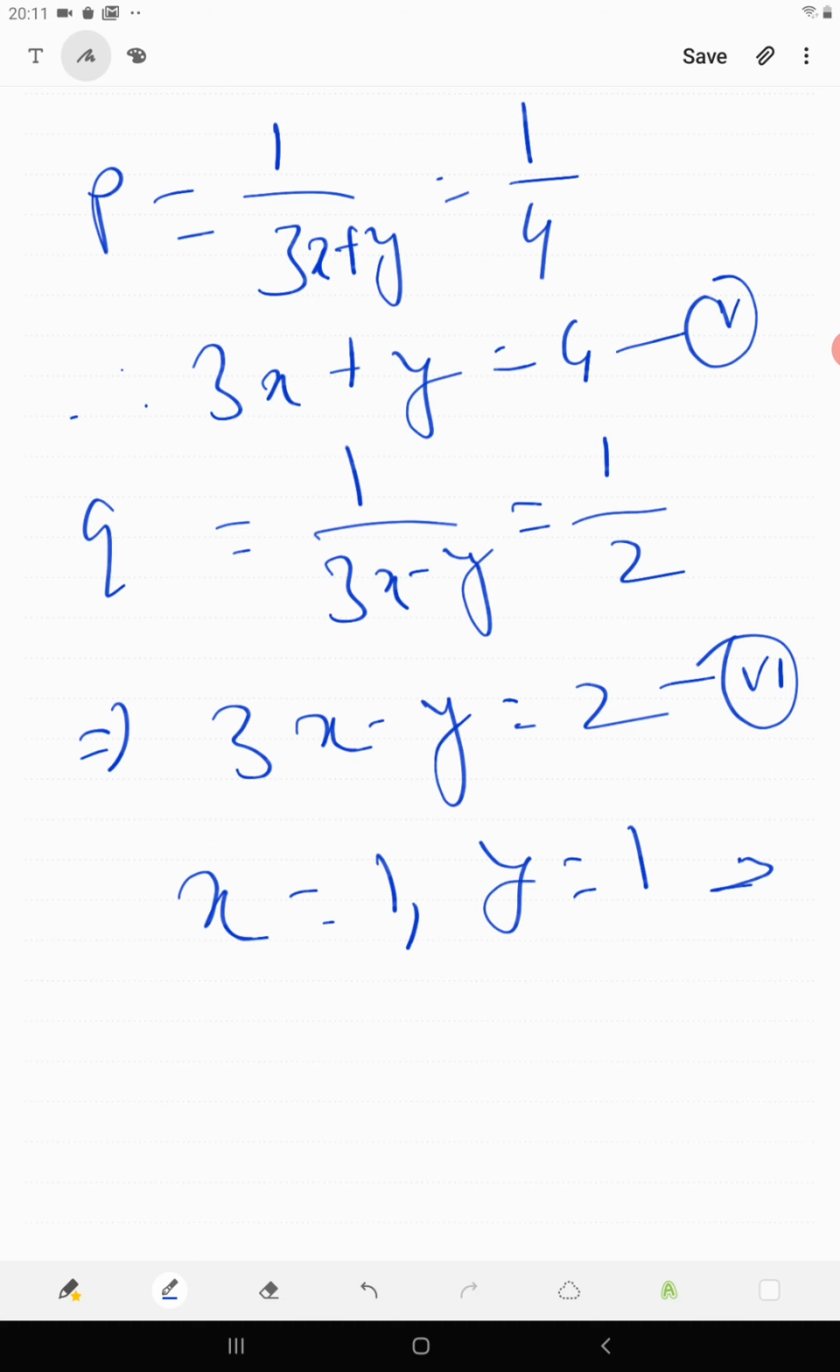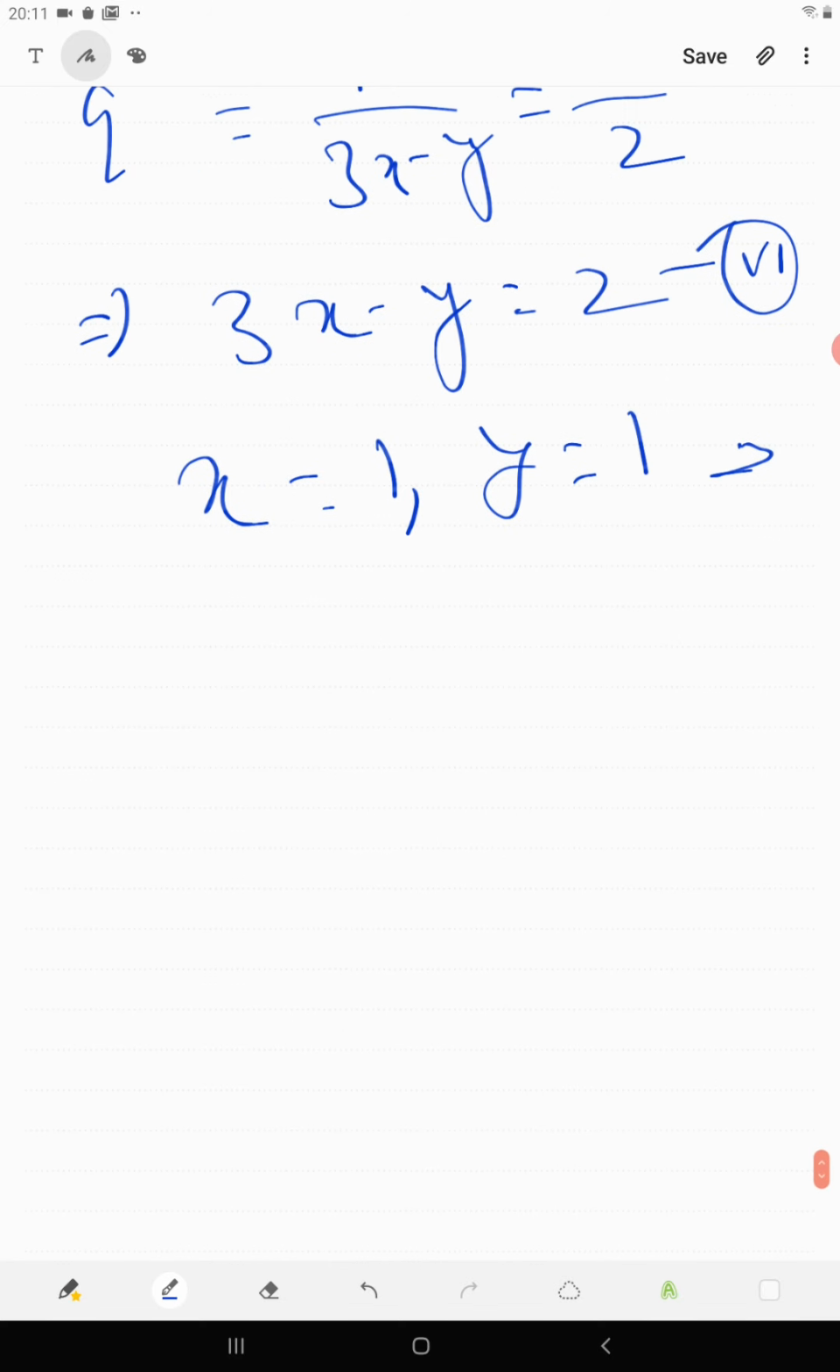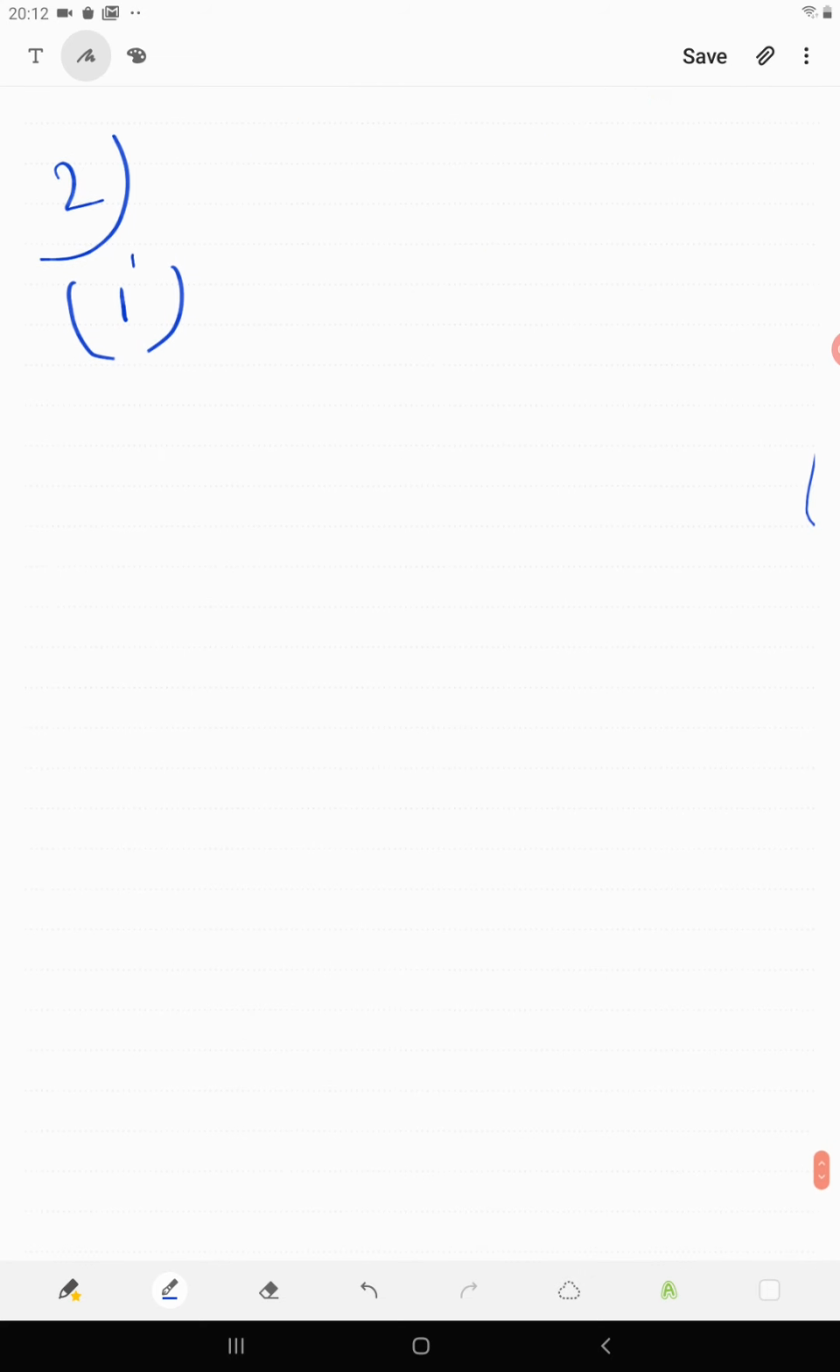Okay. So let's now do the word problem. So word problem is 2, first one. So it is telling us to formulate the following problems as a pair of equations and hence find their solution. So Ritu can row downstream 20 km in 2 hours and upstream 4 km in 2 hours. Find her speed of rowing in still water and the speed of the current.